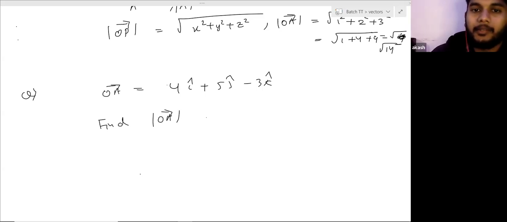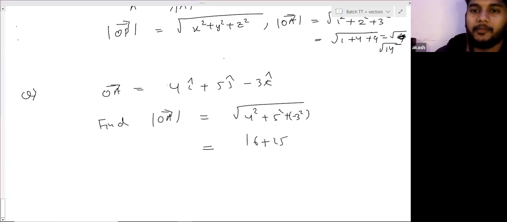So this will be under root 4 square plus 5 square plus 3 square, right? Minus 3 square. Everyone is getting 32. I don't know the answer. Let me just calculate this. This is 16 plus 25 plus 9. So this is root 50. Absolutely correct. Why are you getting 32?